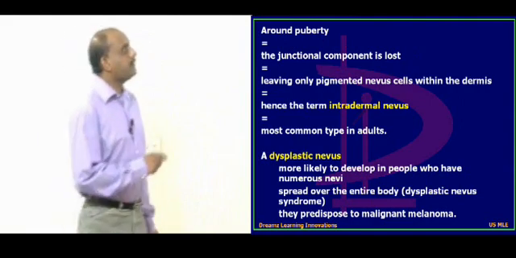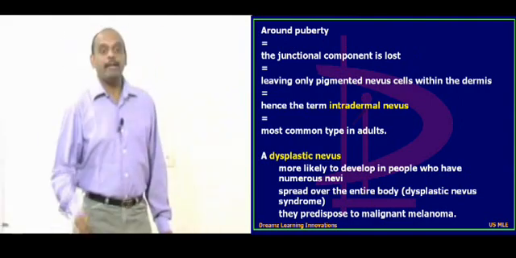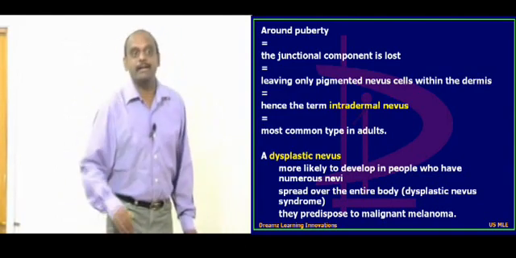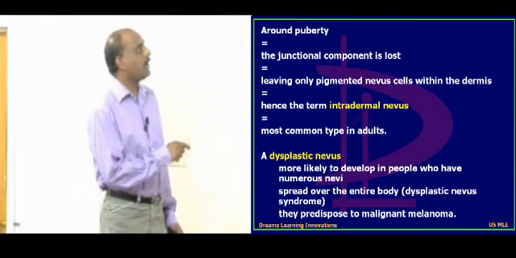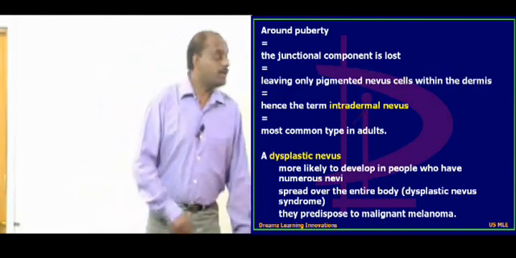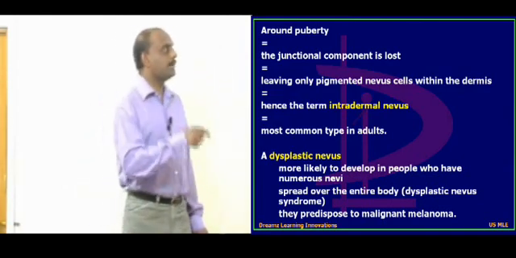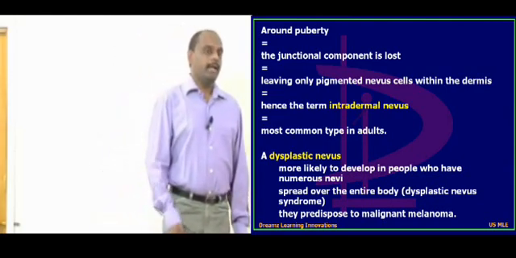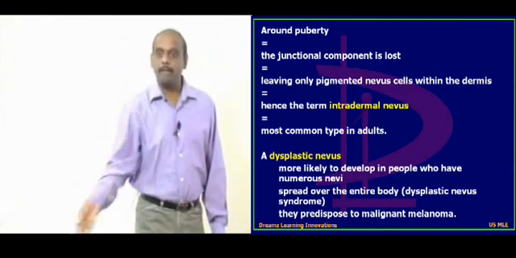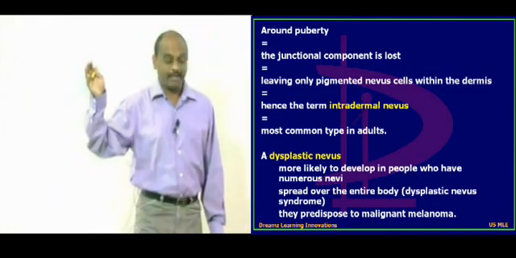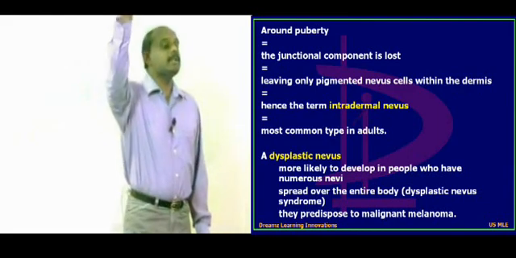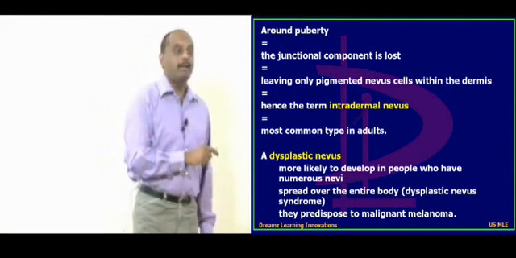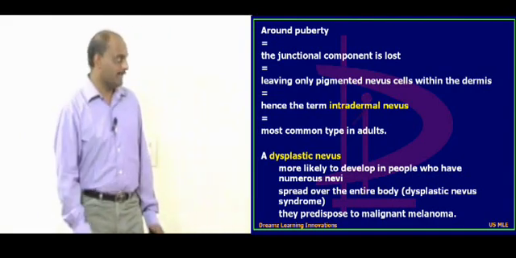And on puberty, the junctional component is lost, and finally only the nevus cells remain within the dermis, and then it is called the intradermal nevus, which is the most common type of nevus that you come across in adults, is what you need to remember. So a junctional nevus becomes a compound nevus with a dermal extension. Later on it loses its epidermal, that is dermoepidermal, component. Finally it becomes intradermal by the time the individual becomes an adult.